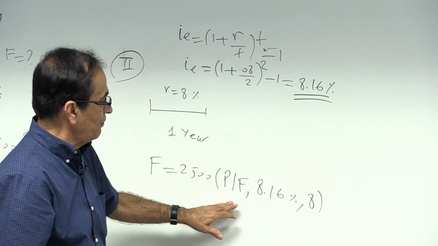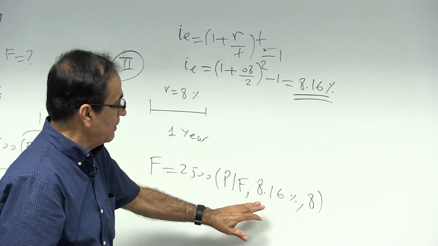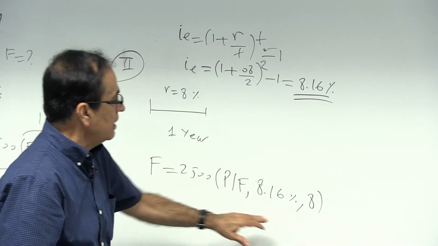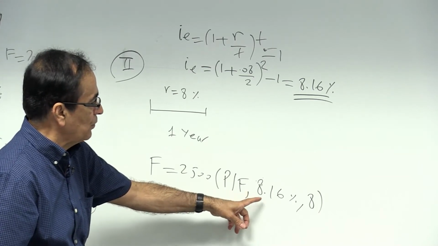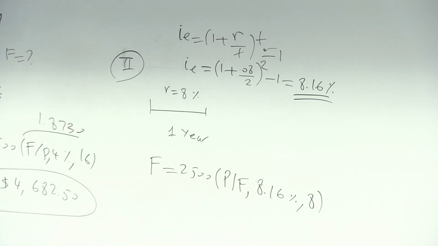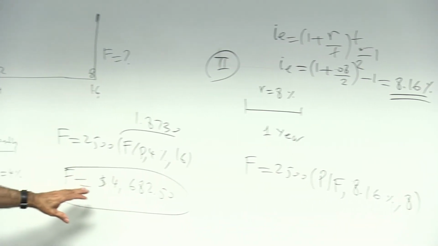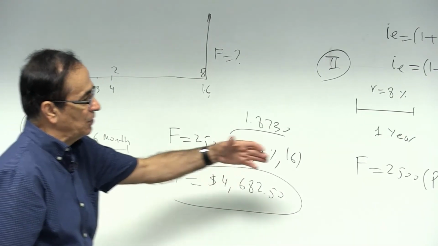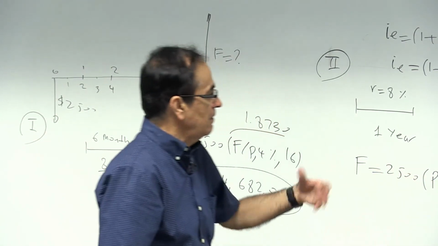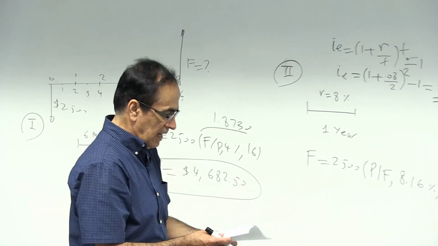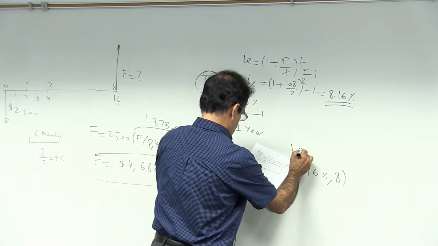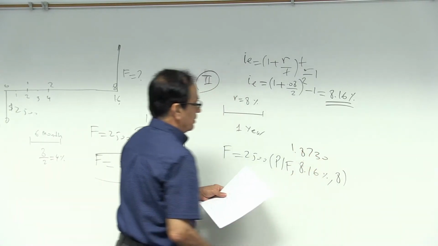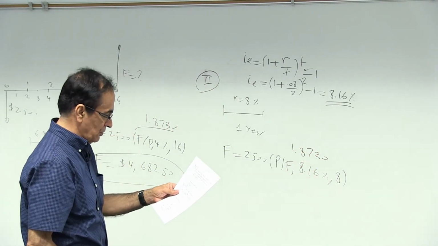find P given F for 8%, 9% and 8 years, and then interpolate between those two values to get it for 8.16%. That's going to take time. So that's why the first method is much faster, because you don't have to do any interpolation. You just use 4%. Here you have to do interpolation for 8% and 9% to find the factor. So I have this number, and this one is 1.8. So again, after interpolation, it's going to be 1.8730.